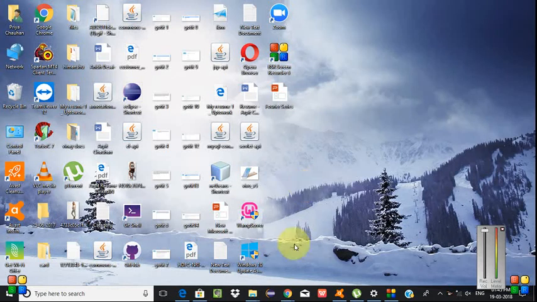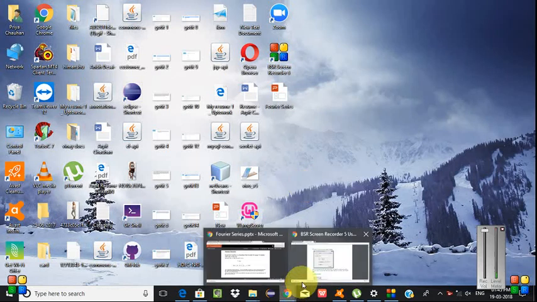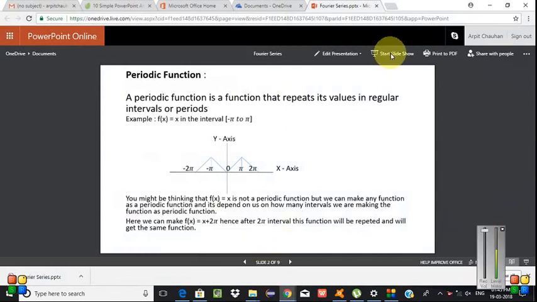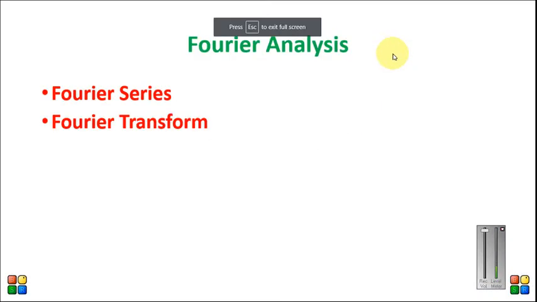Hello students, today we are going to learn about Fourier series. So in this series we are going to learn about Fourier analysis, in which we will focus on Fourier series and Fourier transform. Today I am going to discuss the basics which we will use in Fourier series. After that we'll focus on the formula for Fourier series and what parameters we'll find in it. Then we'll have a look at some problems of Fourier series.